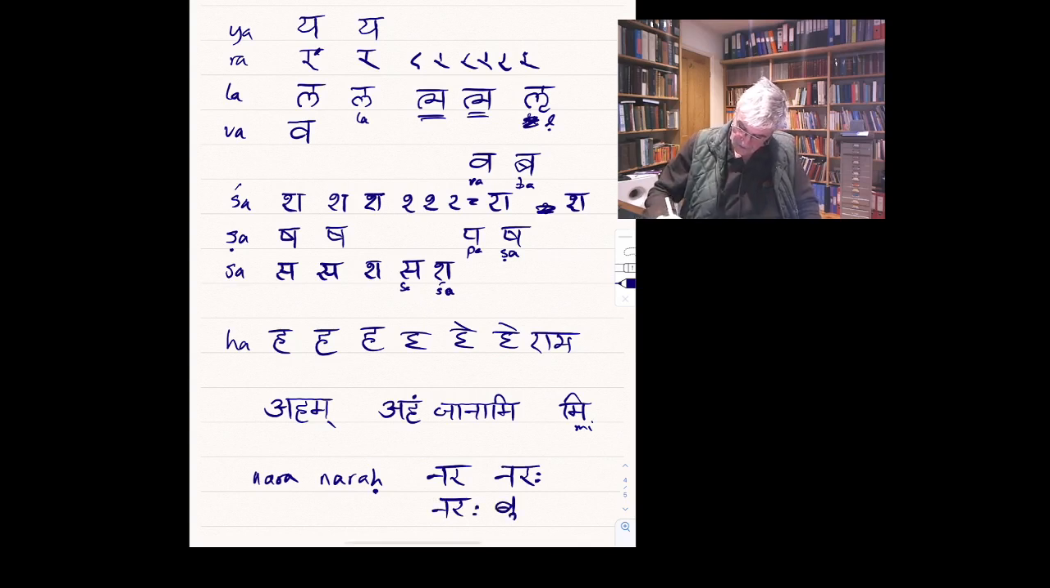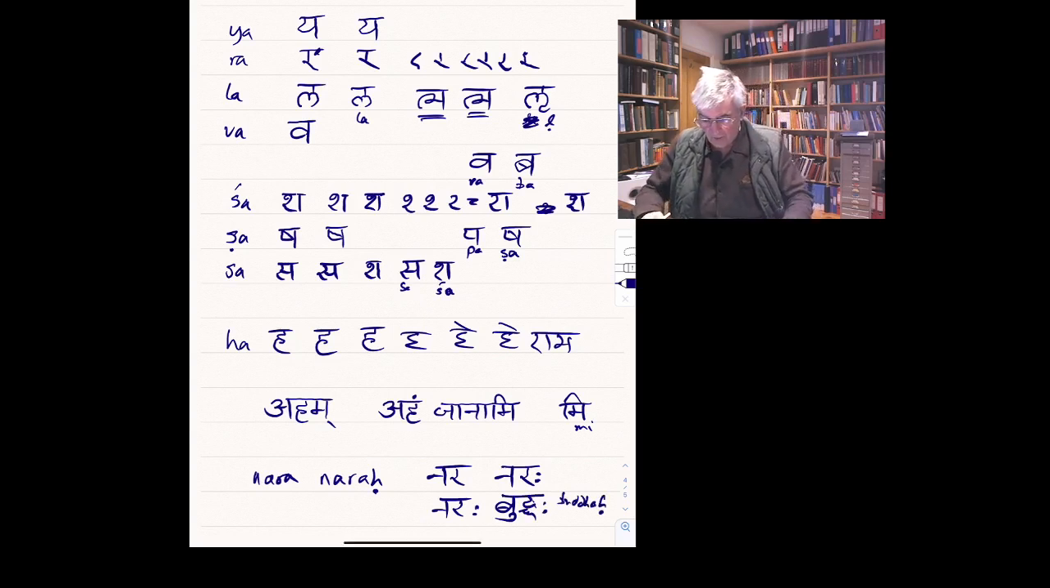Buddha. What's Buddha? Sorry, getting a bit small there. Right, so that's on the shape of the letters.